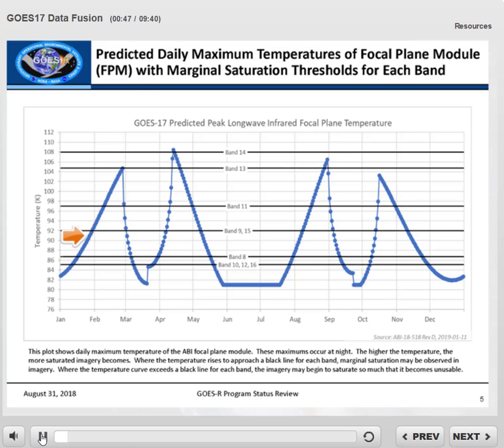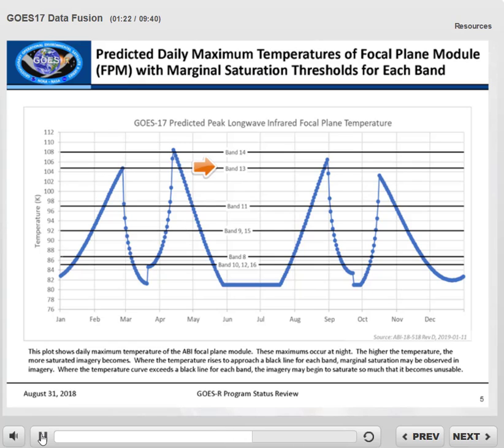The blue line in this figure shows a predicted peak daily focal plane temperature on GOES-17. If the loop heat pipe functioned properly, this value would be mostly steady. During some times of the year, though, centered on the equinoxes, the sun is positioned so that it shines directly into the ABI at night, causing warming. Horizontal black lines show predicted temperature values at which individual bands start to lose integrity as the ABI warms. Band detection will saturate completely at temperatures slightly warmer than the black lines.